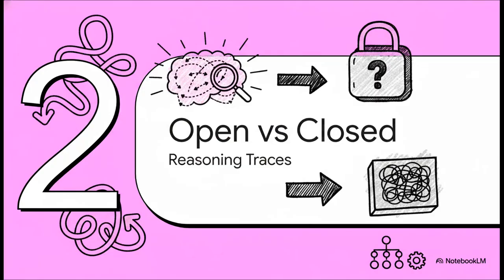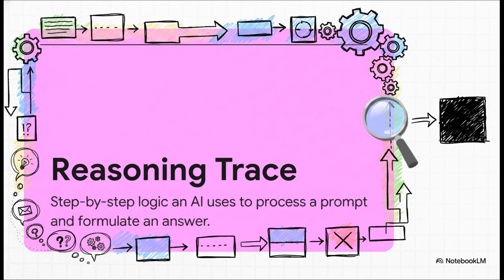But before we actually look at who won, we kind of need to understand how they fight, right? Section 2, open versus closed traces. To really grasp this showdown, you absolutely need to understand what a reasoning trace is. Basically, it's the visible, step-by-step logic an AI uses when it processes a prompt, explores solutions, and formulates its answer. Think of it like showing your work in math class. DeepSeek is an open model, so it provides this authentically. You can literally read its mind as it works, which is incredibly cool.